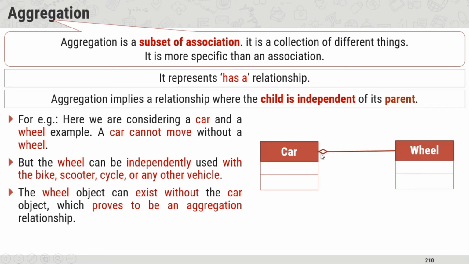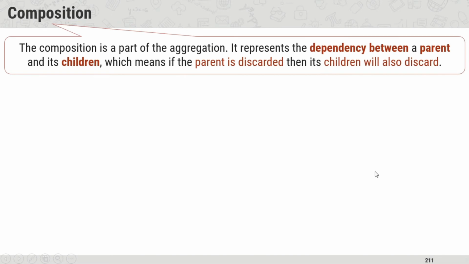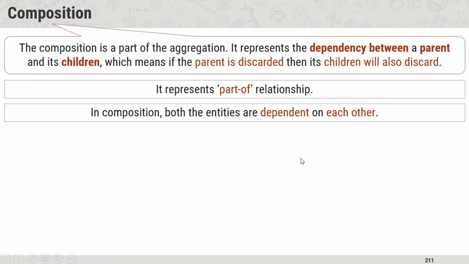That's why we are writing this, and this is a kind of aggregation where the wheel could be independently used with any kind of vehicle, that could be your cycle, scooter, anything. So this is a kind of aggregation which proves that the wheel object can exist without the car object. So it's an aggregation relationship.